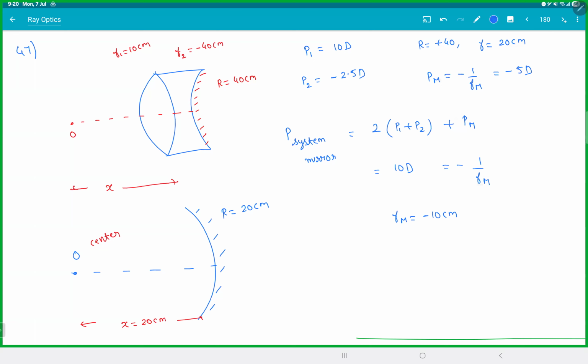Any doubts on 47? Clear, na, Devansh? Arnav? Om? Aditya? Arush? Saish? Vivan? Great. Let's see one more.